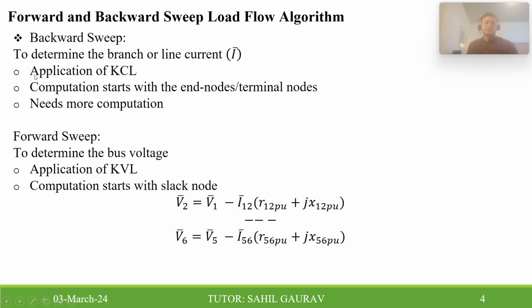If you see the important points regarding backward sweep and forward sweep, in backward sweep we determine the branch or line current, and it is an application of KCL, Kirchhoff's current law. This computation starts with the end nodes or terminal nodes, and it requires more computation than the forward sweep. Why does it require more computation than the forward sweep? Anyone can tell? If anyone knows this, why would backward sweep require more computation than forward sweep?